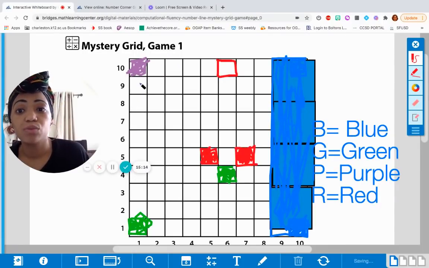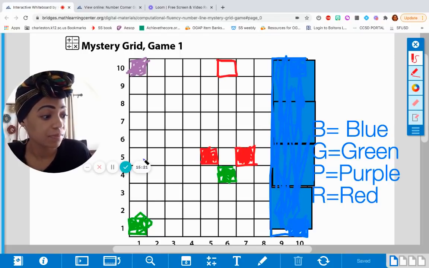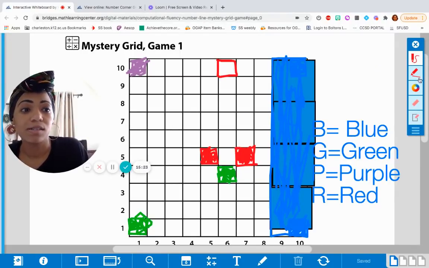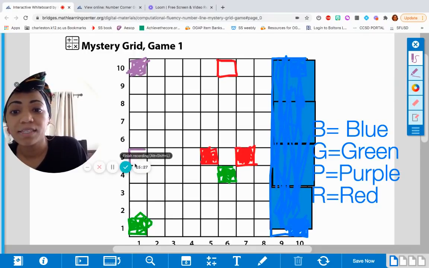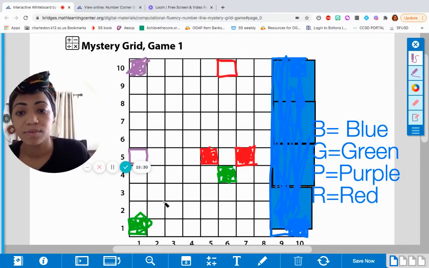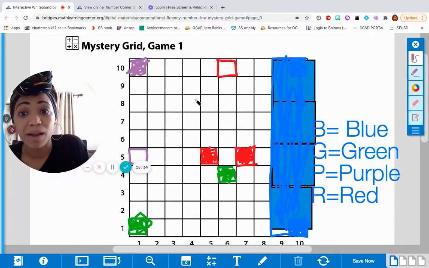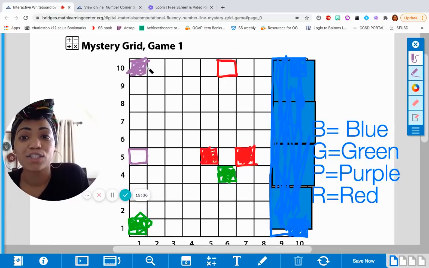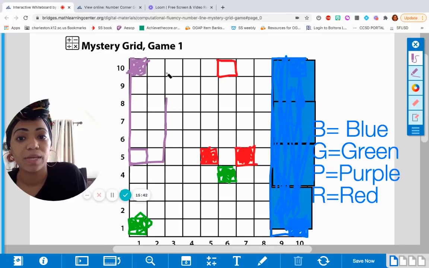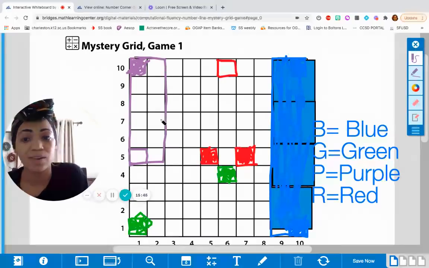Maybe 1, 2, 3, 4, 5, 6. So maybe a 1 by 5. Oh, getting closer. The 1 by 5 is indeed purple. So our dimension probably is a 2 by 6. Awesome. You can color that in. Go ahead and color it.